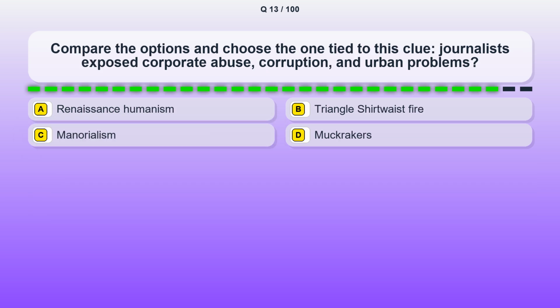Question 13. Compare the options and choose the one tied to this clue. Journalists exposed corporate abuse, corruption, and urban problems. Option A. Renaissance humanism. Option B. Triangle shirtwaist fire. Option C. Manorialism. Option D. Muckrakers.